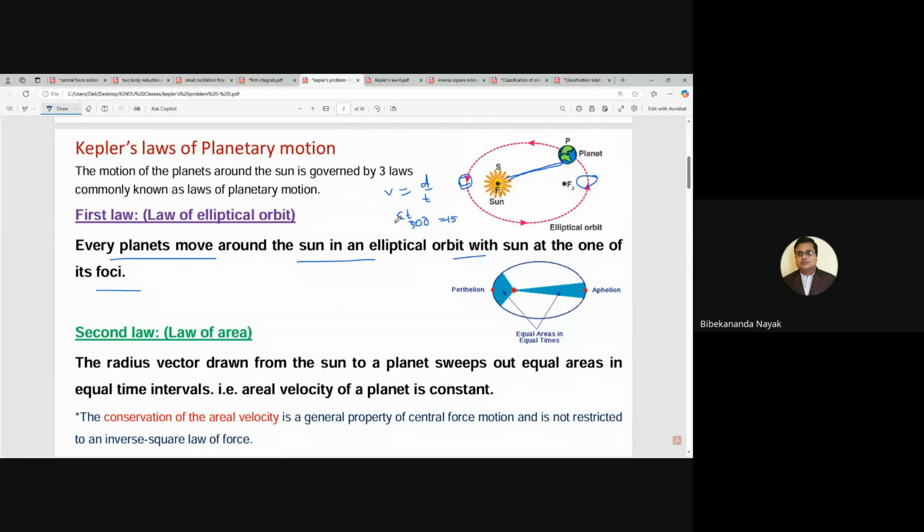5 into 3 into 10 to the power. The c value is 3 into 10 to the power 8 meter per second. Sunlight takes 8 minutes 20 seconds. Convert to seconds: 8 into 60 is 480, plus 20, yes, 500 seconds. 3 into 10 to the 8 into 500, seconds cancel, so it will be 15 into 10 to the power 10 meter. Converting to kilometer, 15 into 10 to the power 7 kilometer, means 15 crore kilometer. The distance between sun and earth is 15 crore kilometer.